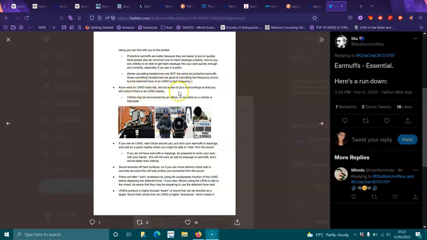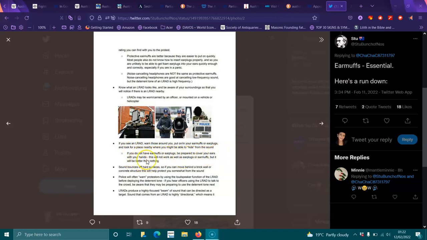Know what the LRAD looks like. Be aware of your surroundings so that you will know if there is an LRAD nearby. An LRAD may be worn, carried by an officer, or mounted on a vehicle or helicopter. If you've seen an LRAD, warn those around you. Put on your earmuffs or earplugs and look for a place nearby where you may be able to hide from the sound. If you don't have earmuffs or earplugs, be prepared.